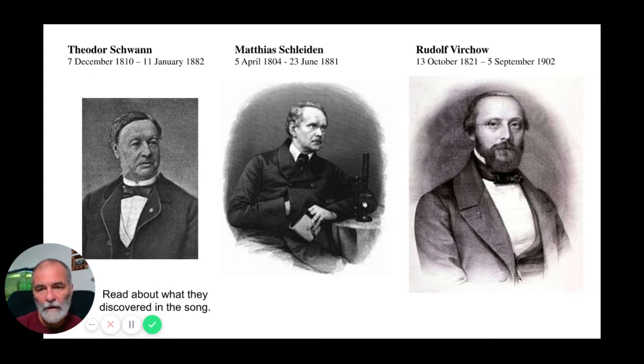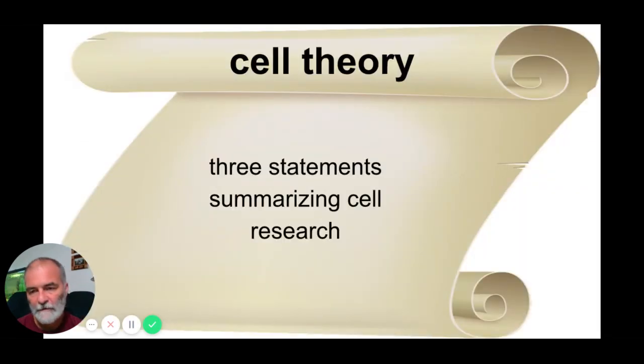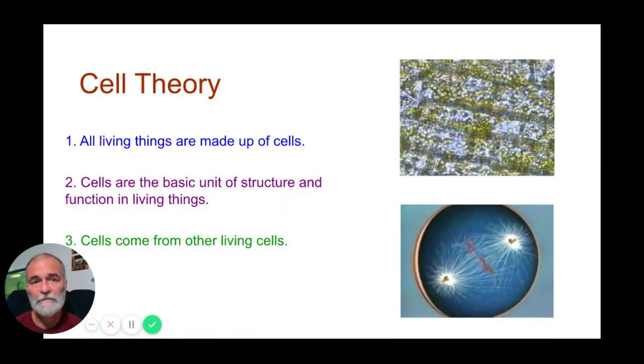So after a while, these three gentlemen, along with van Leeuwenhoek and Hooke, who were no longer living at the time, but their ideas were all put together in something that we call the cell theory. And the cell theory is basically, if you want to think of it in its simplest form, three statements summarizing cell research. So there was a convention, and many scientists of the day came along with Schwann and Schleiden and Virchow. Leeuwenhoek and Hooke did not attend because they were no longer alive. They came up with these three things.